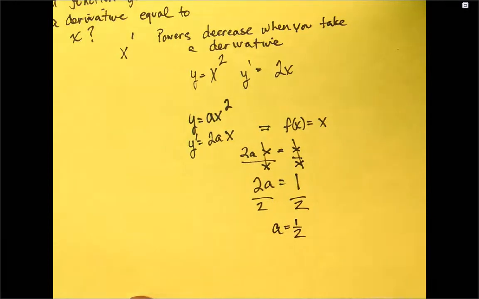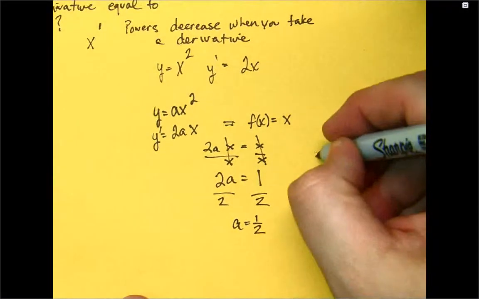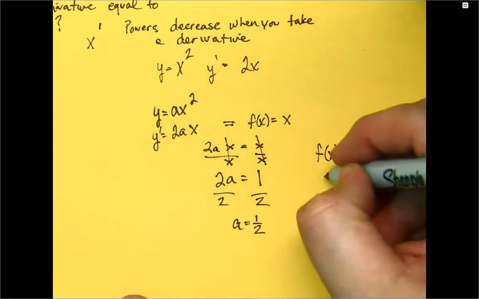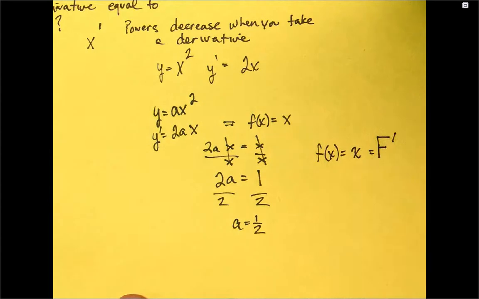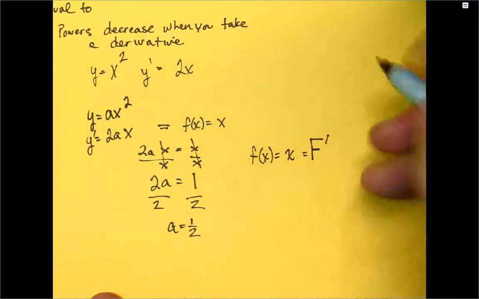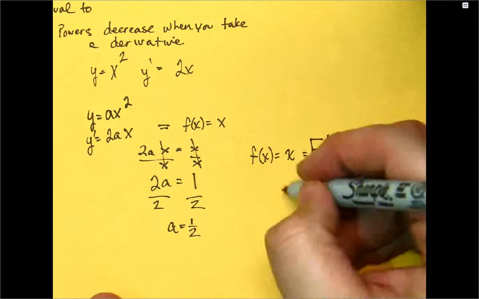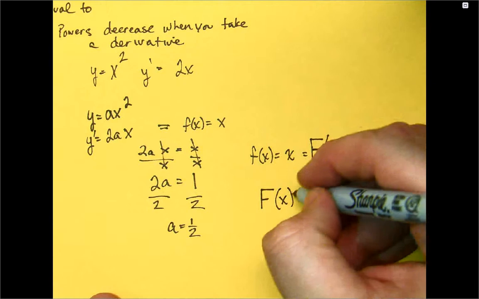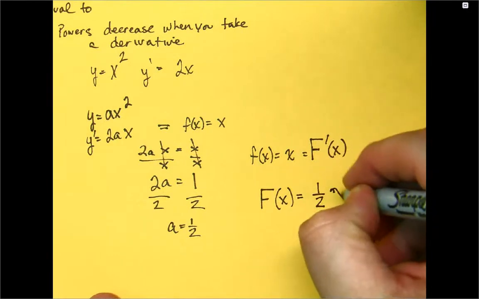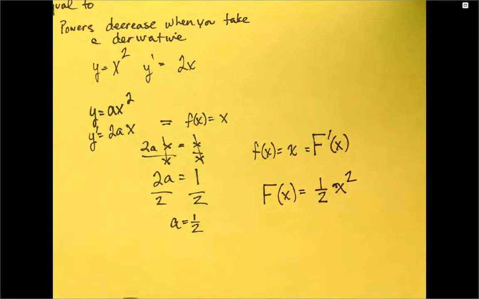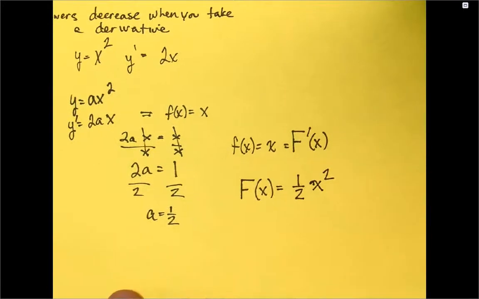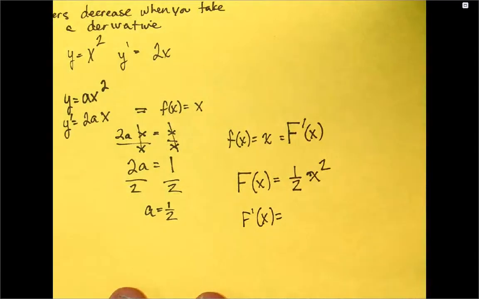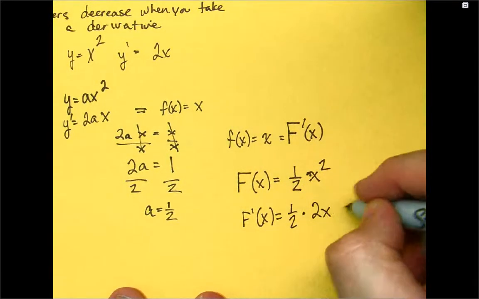So this leads me to believe that if f of x is equal to x, which is equal to capital F prime of x, now the big daddy function, big F of x, we get this, 1/2 x squared. Now, check it, take the derivative. F prime of x is equal to 1/2 times 2x, which is equal to x, which works.